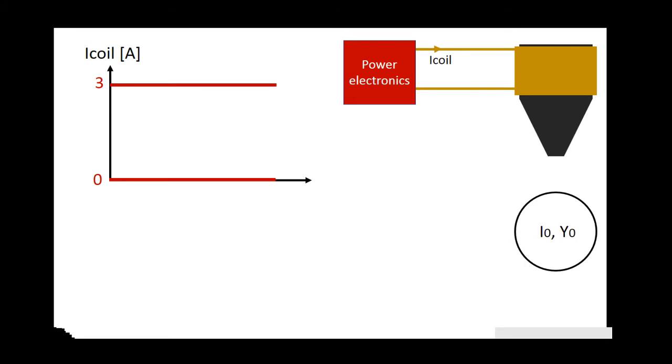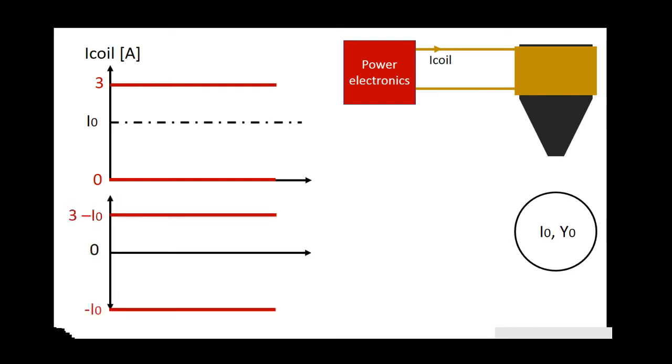I0 will affect the controller's upper and lower control range. If I0 is not centered at 1.5 amperes, the controller range to increase the current will be less than the range the controller has to decrease the current with respect to I0. So with respect to the operating point I0, the linear controller has an upper limit of 3 minus I0 and a lower limit of minus I0.